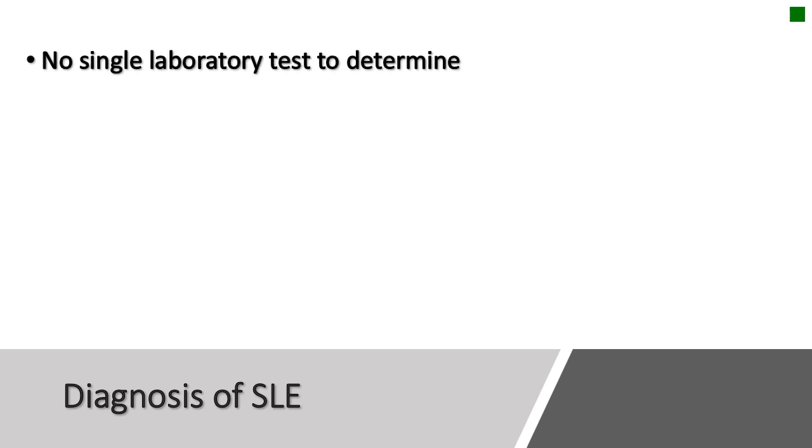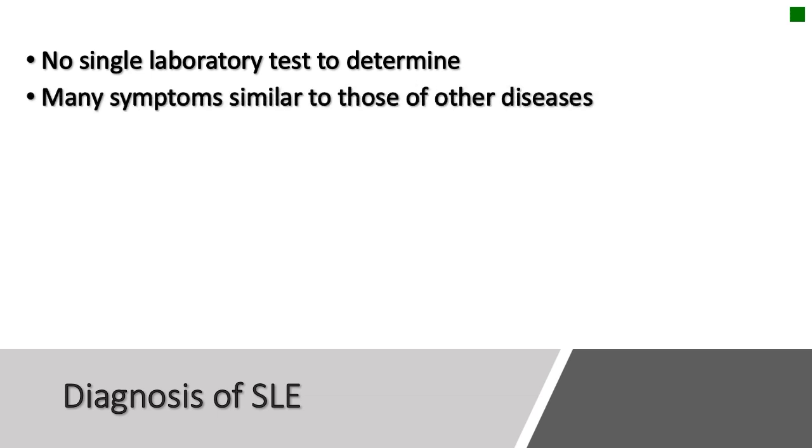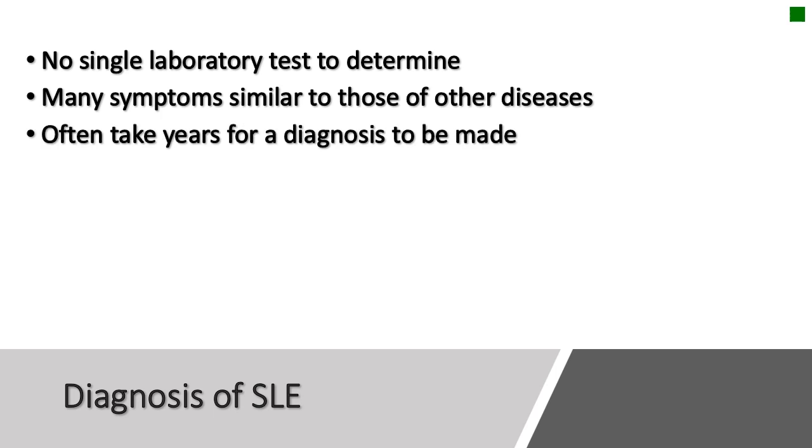Now, in order to diagnose this particular disorder, SLE, the American Rheumatological Association says that there is no single laboratory test that can determine if a person has lupus. Many symptoms of lupus are similar to those of other diseases, which is natural, because if it is a systemic disease, obviously you will see many symptoms spread all around the body, imitating each other to some extent. It often takes many years for diagnosis to be made. That means it has a slow onset.